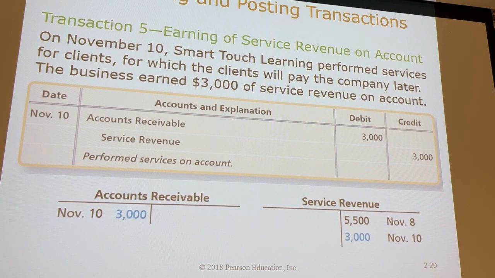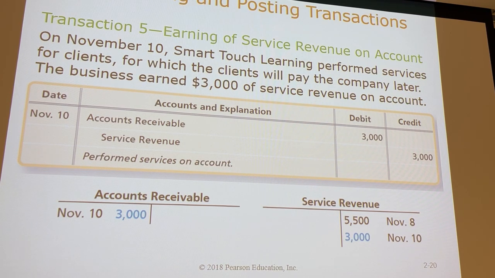Okay, then on November 10th, Smart Touch Learning performed services for clients, for which the clients will pay the company later. The business earned $3,000 of service revenue on account. So in this case, when they say on account, we know that accounts receivable would be affected. Accounts receivable is an asset account, so it would go up with a debit. So we show a debit to accounts receivable for $3,000.